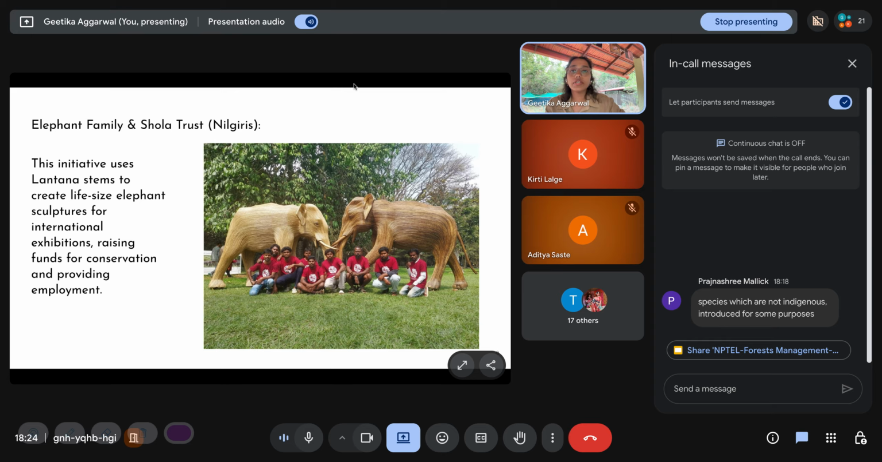And now even different animals, they're even making gaurs out of these lantana plants, and they're trying to spread awareness about this. This initiative uses lantana stems to create life-size elephant sculptures for international exhibitions, and they raise funds for conservation and provide employment. They sell these elephants and gaurs, these huge structures, to raise funds. So this is giving employment to the local people and the tribes there, and they're also using it to conserve the forests and spread awareness about lantana.